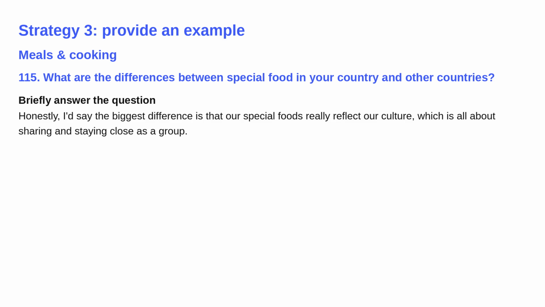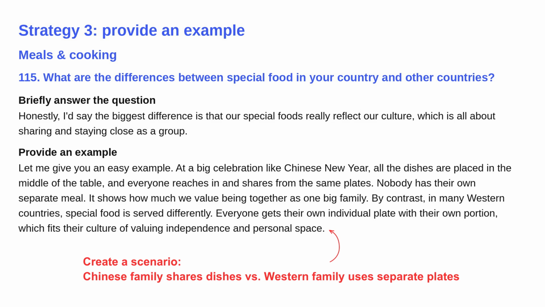Honestly, I'd say the biggest difference is that our special foods really reflect our culture, which is all about sharing and staying close as a group. Let me give you an easy example. At a big celebration like Chinese New Year, all the dishes are placed in the middle of the table and everyone reaches in and shares from the same plates. Nobody has their own separate meal. It shows how much we value being together as one big family.